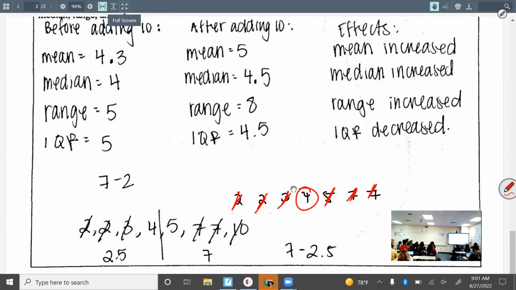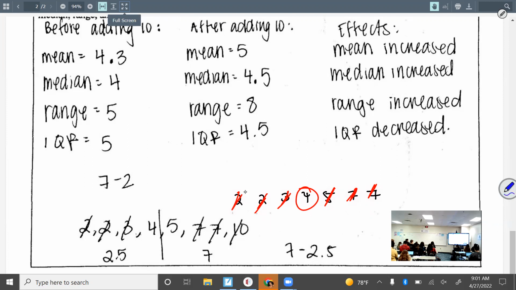All right, the range would obviously increase if you're increasing the maximum value, right? Because before it was 7 minus 2, which is 5. Now it's 10 minus 2, which is 8. So changing the maximum or the minimum would obviously affect the range. The IQR though, may or may not. That one you just have to check.